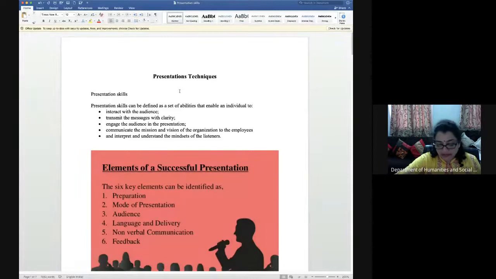So we will start with presentation techniques. The fourth unit is devoted to the presentation skills or the presentation techniques. That is, how you have to present when you are speaking orally, or when you are writing, or when you are presenting yourself in various lectures, talks, etc. So this is what we will be talking about as presentation skills.